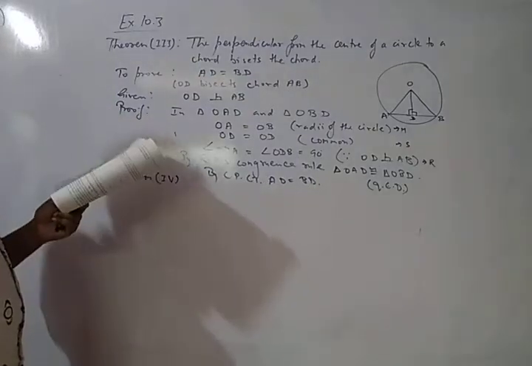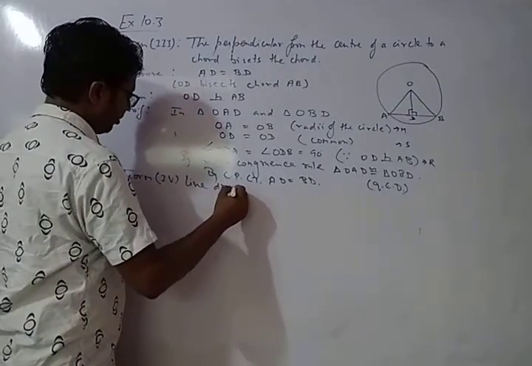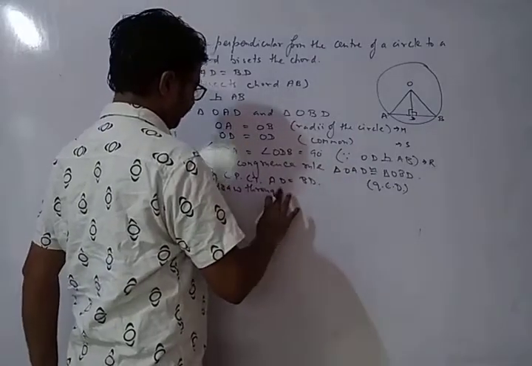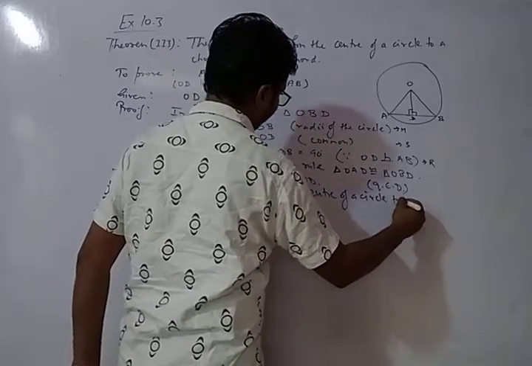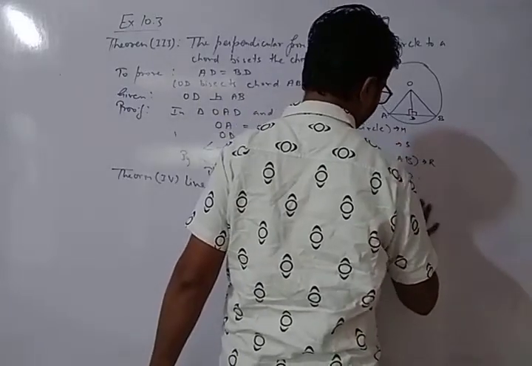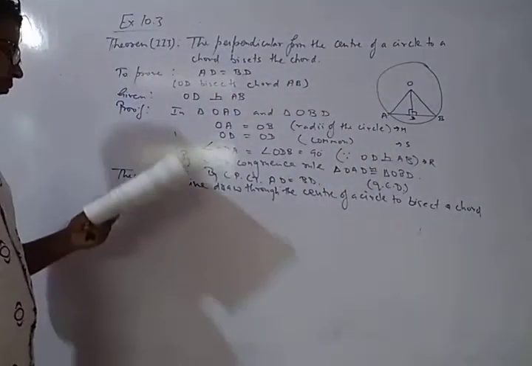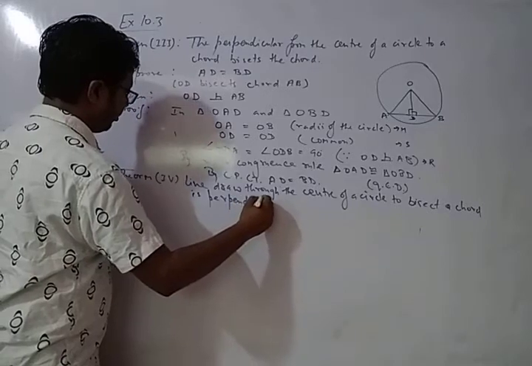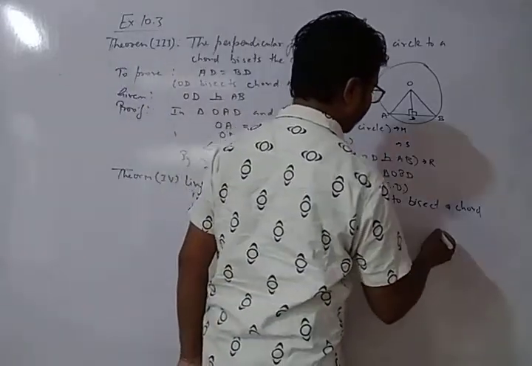It is given that a line drawn through the center of a circle to bisect a chord is perpendicular to the chord. Just opposite of that, कि अगर वो बाइसेक्ट करती है तो क्या होगी, वो उसके परपेंडिकुलर होगी.